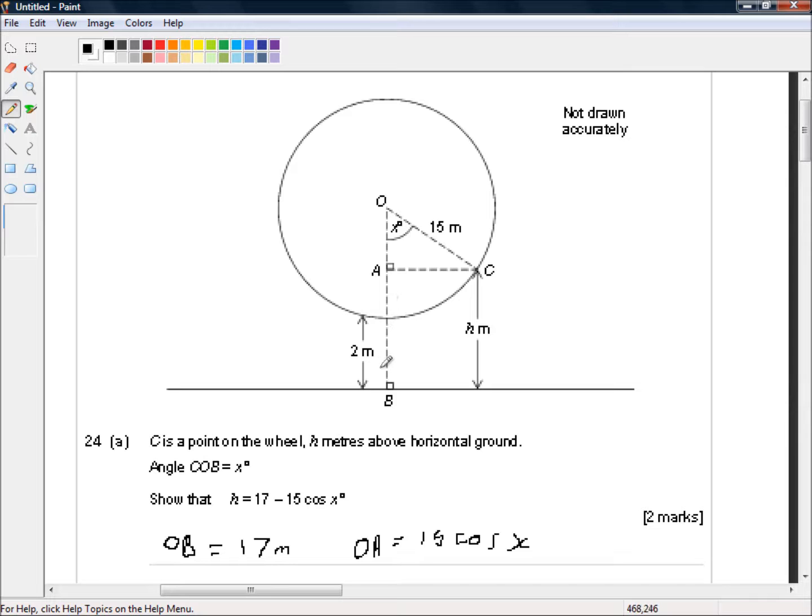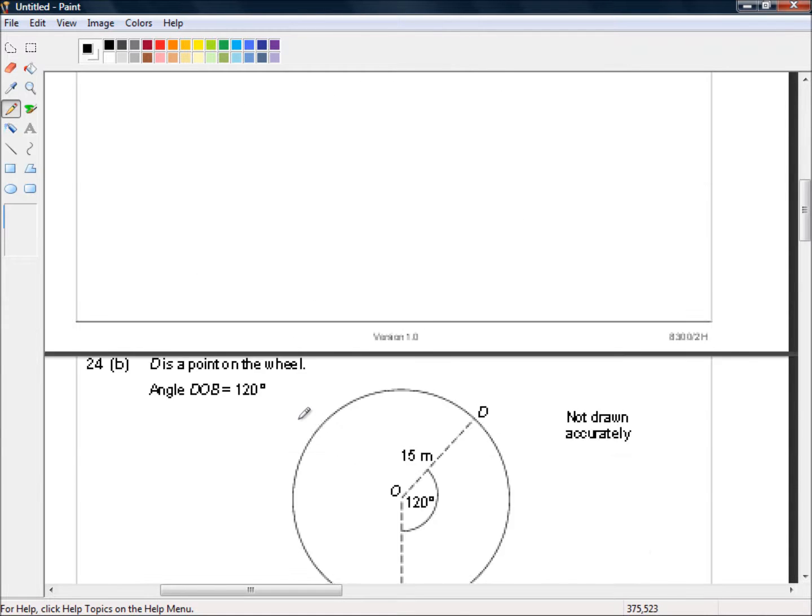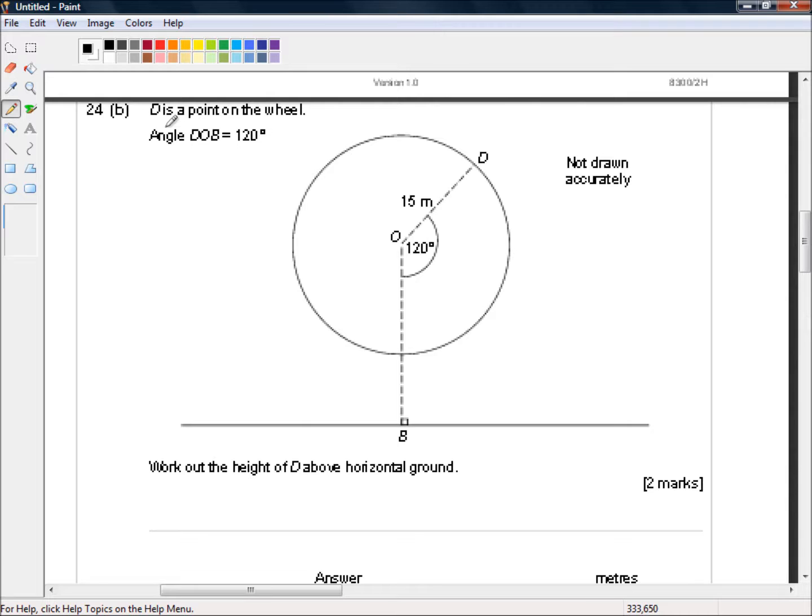And so height h is equal to OB minus OA, which is equal to 17 minus 15 cos x. Nice and straightforward.